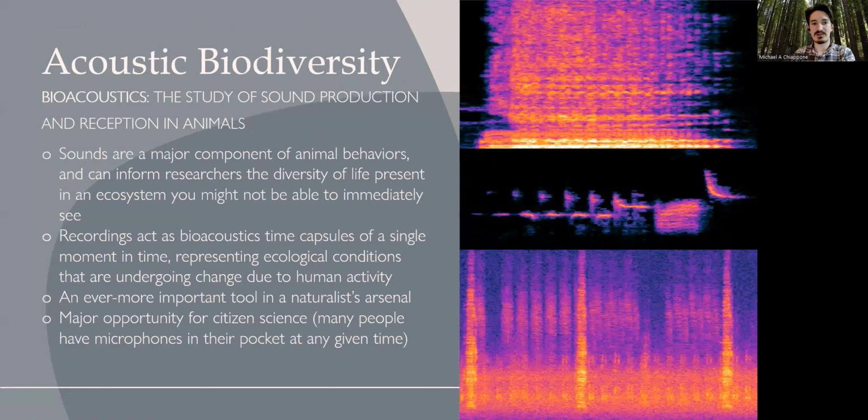So bioacoustics is essentially just the study of sound production and reception in animals. Sounds are a major component of animal behaviors, and they can inform researchers about the diversity of life present in an ecosystem, even if you might not be able to immediately see every component of it. Recordings act as bioacoustic time capsules that capture a single moment in time, representing ecological conditions that right now are undergoing change due to human activity. This is also a major opportunity for citizen science, given that many people have microphones in their pocket at any given time.